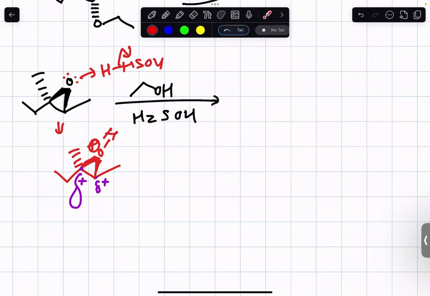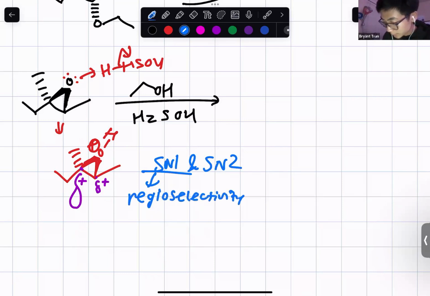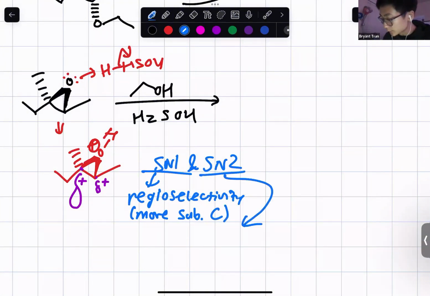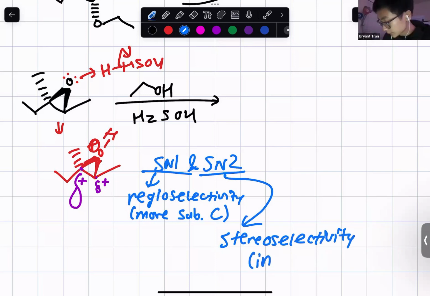Okay. So when we do this reaction, it will have a mix of both SN1 and SN2 properties. The SN1 property is the regioselectivity of it, meaning where it attacks. So it prefers to attack the more substituted carbon because there is a more stable positive charge there. There's a bigger positive charge on the more substituted position. The SN2 property of it is the stereoselectivity part, which is the backside attack. Invert stereochemistry, backside attack. Great.